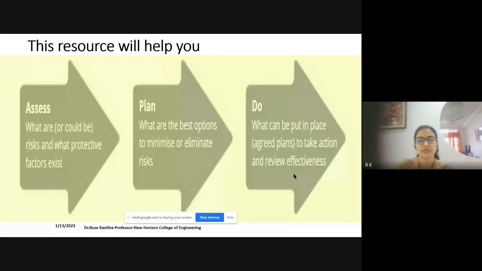So this workshop will help you to assess what the risks or the protective factors are that really exist in and around us. And it will help you to plan the best options to minimize or eliminate your risk, and also to decide what can be put in place. That is, your agreed plans.